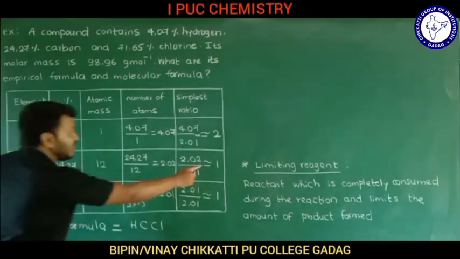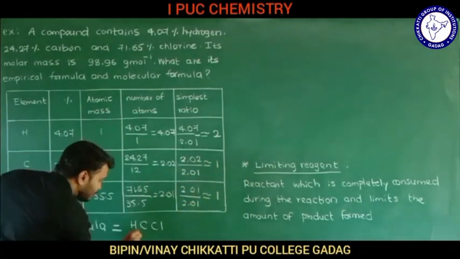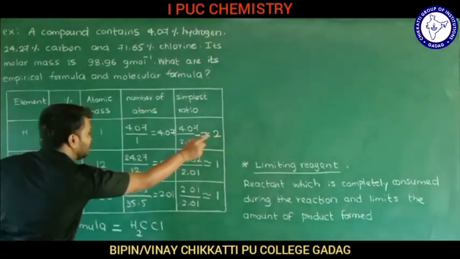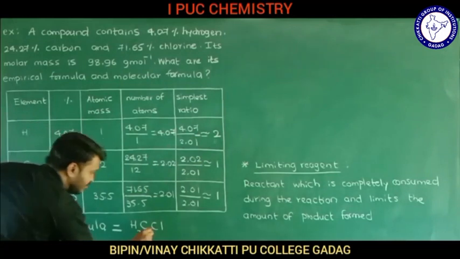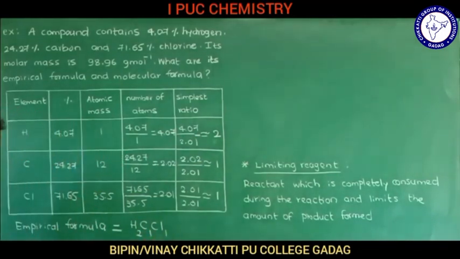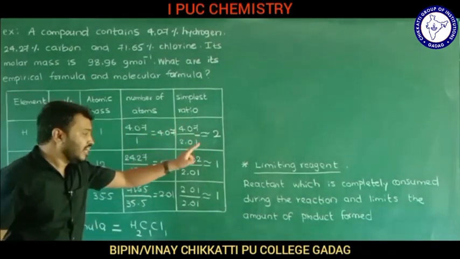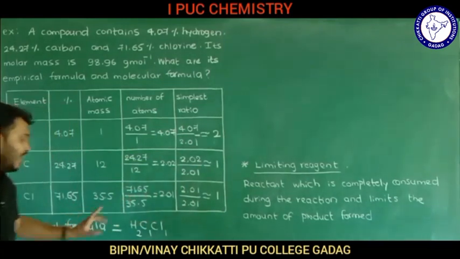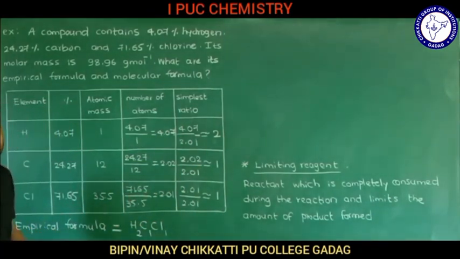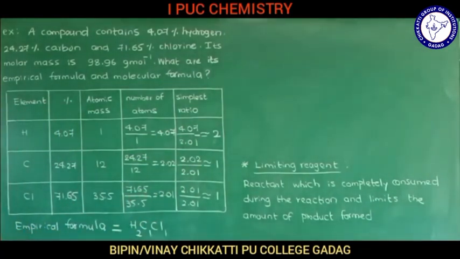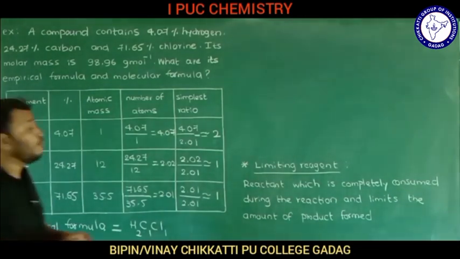And the simplest formula, the empirical formula, I have written the elements. So what is the simplest ratio? 2:1:1. Hydrogen is 2. See here, the 2 in the simplest ratio is for the hydrogen. For the carbon it is 1 and chlorine is also 1. So the empirical formula can be calculated using this table only, and that is very important, simplest whole number ratio, and this is how the empirical formula can be found. So now if you know the empirical formula, we'll see how we can calculate the molecular formula.